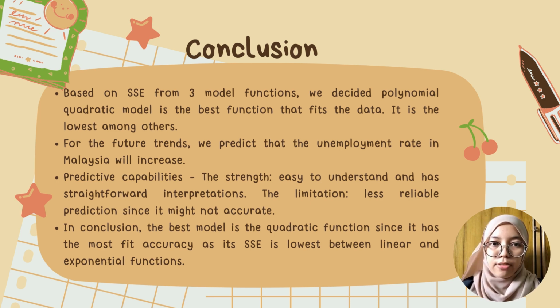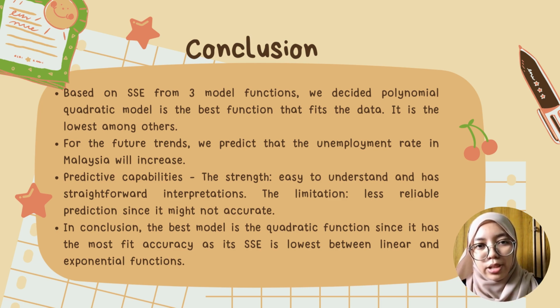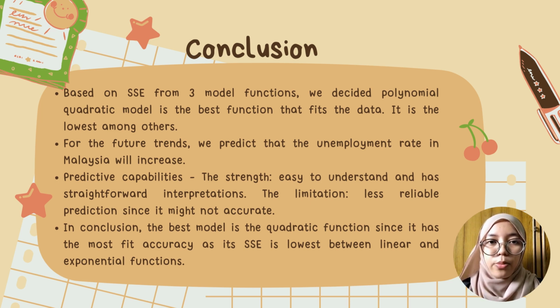For the conclusion of our assignment, based on the calculation made by my group members, the SSE values we get from three model functions are: SSE for the linear model is 2.45667940. For the polynomial quadratic model, we get 1.38205348, and we get 2.4586729196 for the exponential model. From these three models, we decided the polynomial quadratic model is the best function that fits the data because it is more accurate since its sum of square error is the lowest among the others.